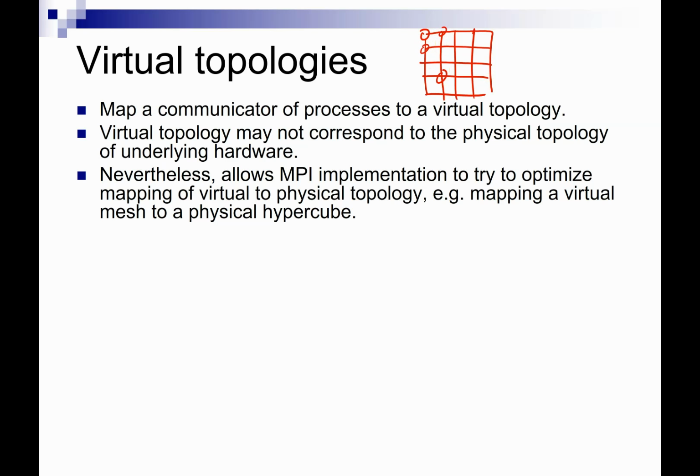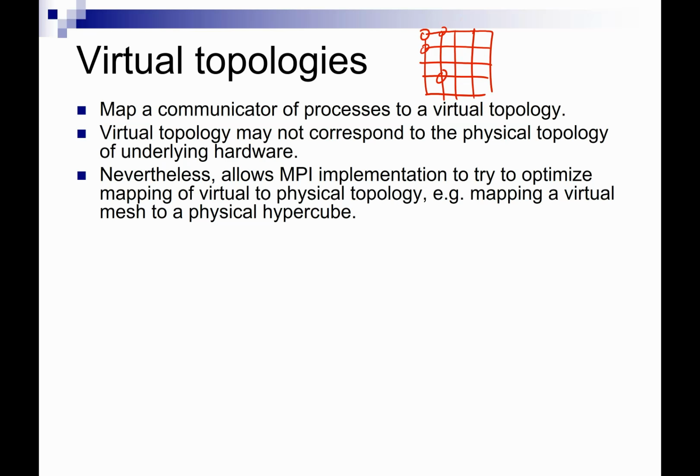And if you tell MPI about this topology, then what MPI can do is try to map this process topology onto the actual physical processor topology. Remember that a few lectures ago, we talked about how to map the process topology onto processor topologies.